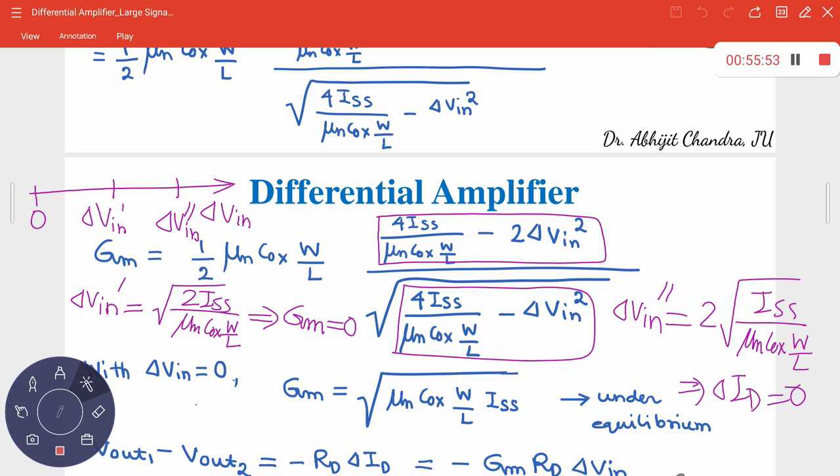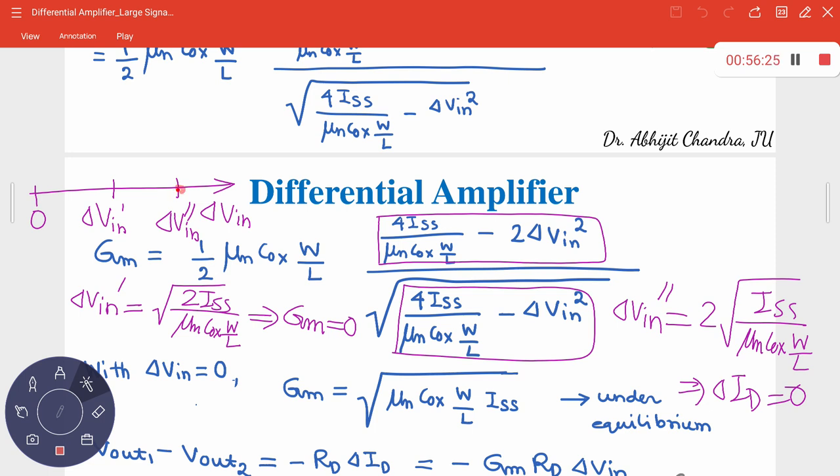But remember, when delta V exceeds this delta V dashed, then one transistor is in saturation, the other transistor is in cutoff. And this delta V double dashed is obtained beyond delta V dashed, after delta V dashed is present. So you cannot reach this point, or even if you reach it, it is not true that both of these two transistors are in saturation.